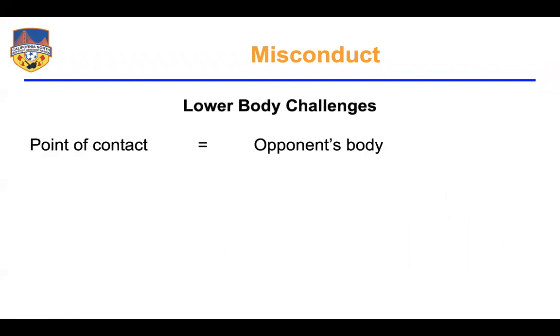So with lower body challenges in particular, point of contact is a term I want you to start being familiar with. The point of contact is where on the opponent's body a foul was suffered. So again, if somebody fouls me by kicking me in the knee, the point of contact is my knee. The knee is the point of contact. That's where on the opponent's body a foul has been suffered. And the mode of contact is the part of the body that the defender or the person committing the foul uses when making that challenge.